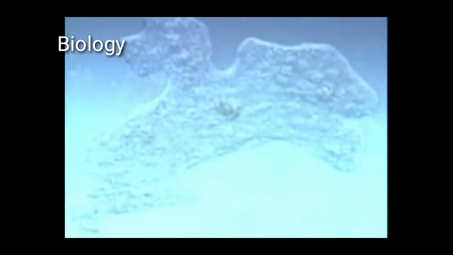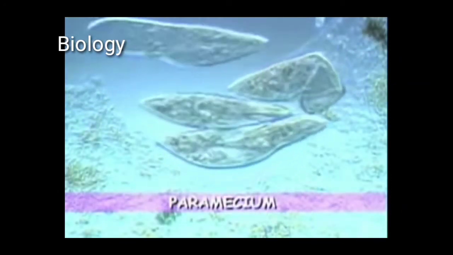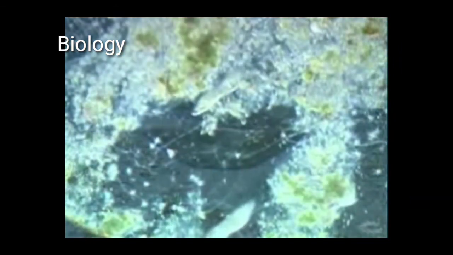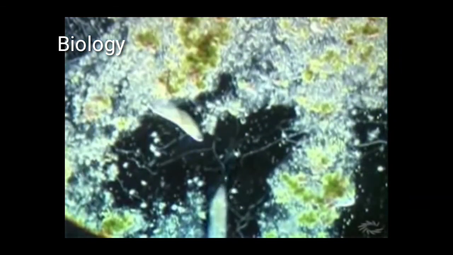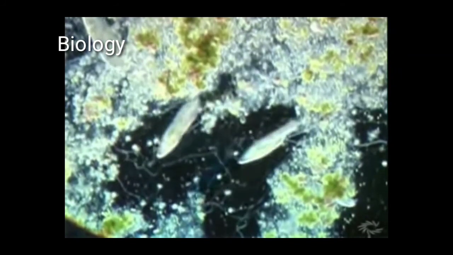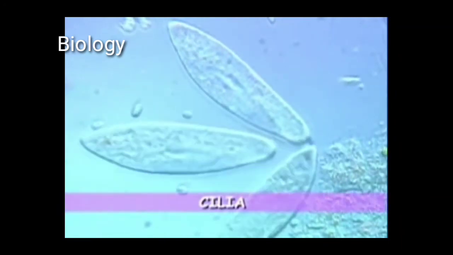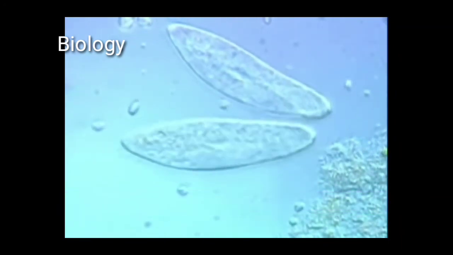Yes, you can see the amoeba. It has an irregular shape, and you can see the pseudopodia of the amoeba. And the next is paramecium. The paramecium is moving from one place to another. This is the dark version of paramecium, and see how beautifully it is moving. By means of cilia, it is moving from one place to another.